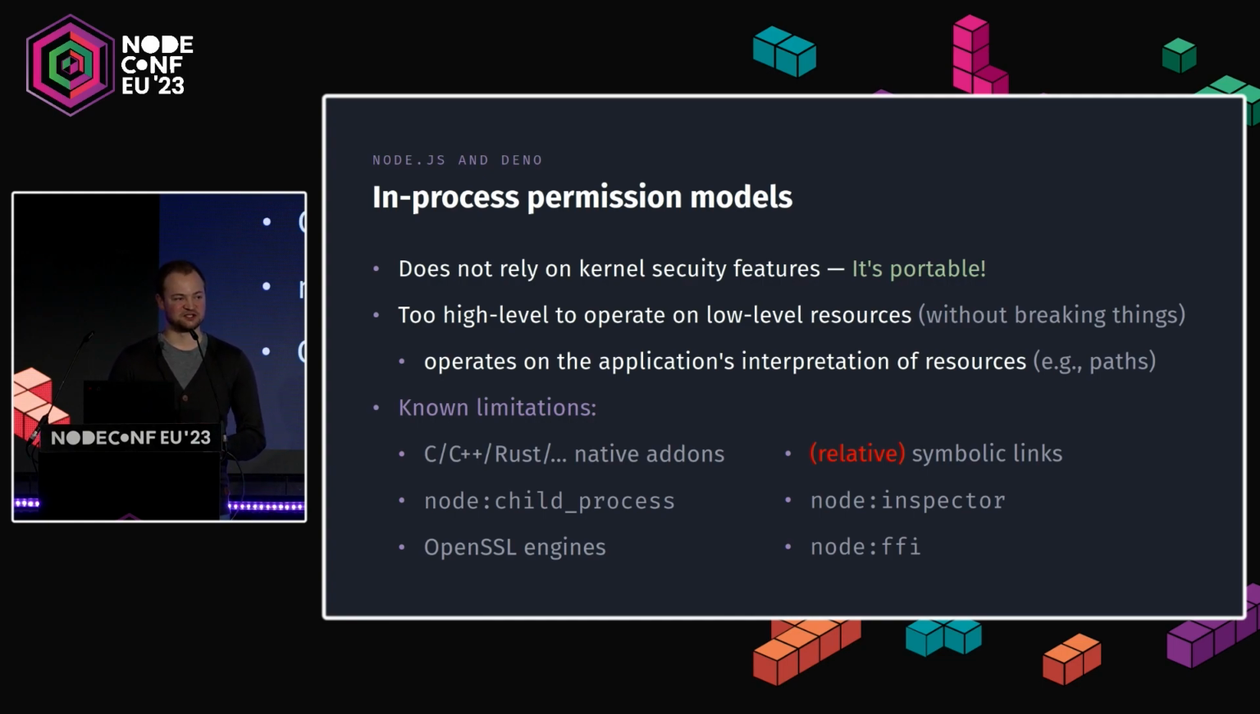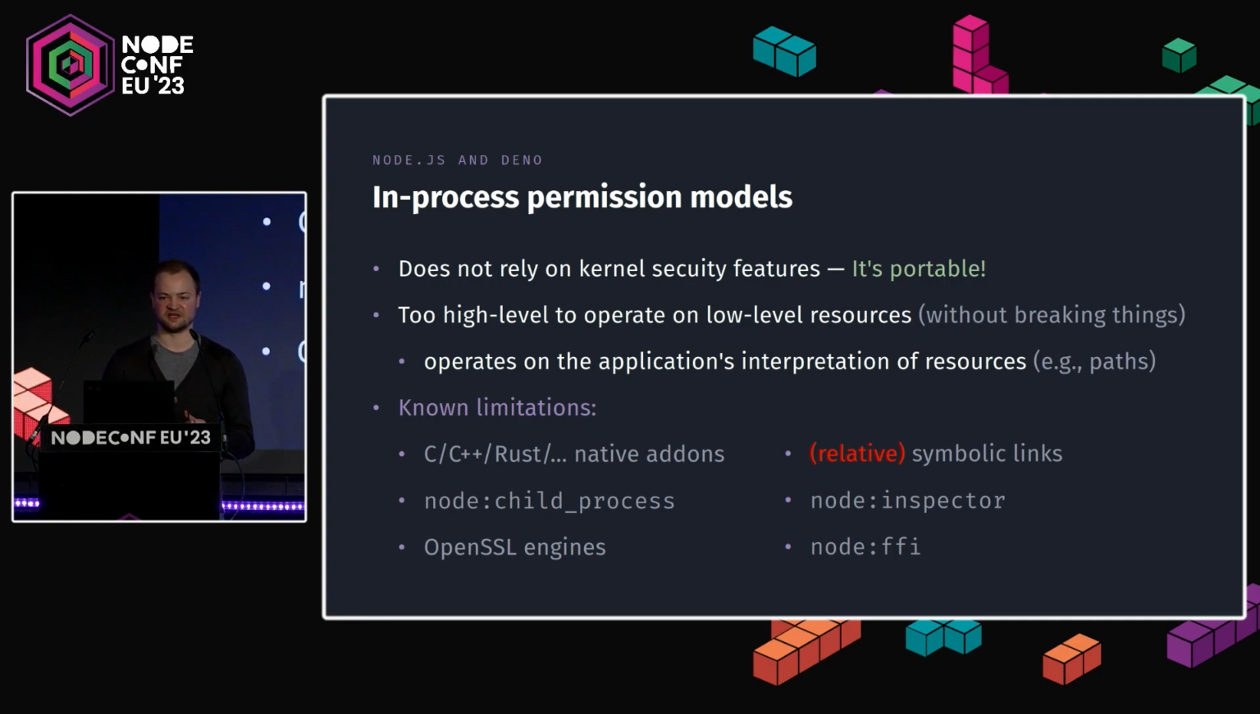It also, unfortunately, is too high level to really know what the system resources are. The permission model in Deno and Node can only operate based on paths, for example, when you talk about the file system. Raphael gave a great talk on the permission model yesterday, and he mentioned that symlinks, symbolic links, are a huge issue, or at least a potential issue, because Node can't really know where those symlinks point to without resolving them, and if you do that, you break a bunch of stuff. So if we don't want to break things, we have to conclude that there are some limitations we have to accept.